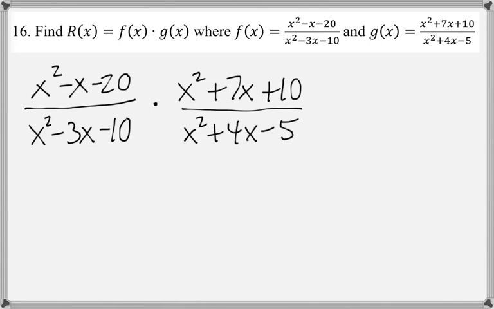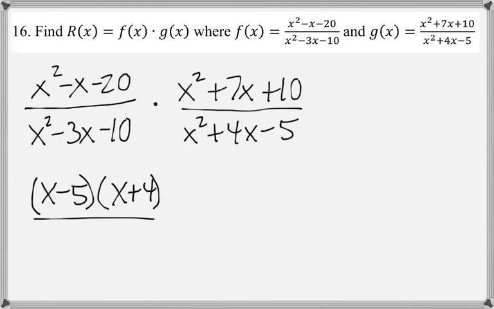And then to simplify this, we need to factor everything. So the top left can be factored to be x minus 5 and x plus 4. The bottom left, what two numbers multiply together to give you negative 10, but add together to give you negative 3? That would be negative 5 plus 2.